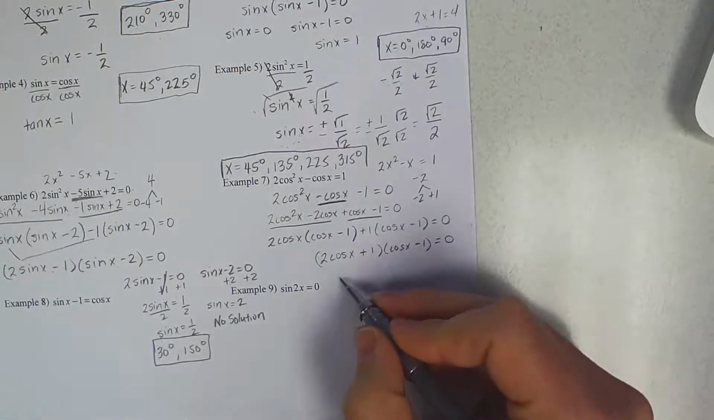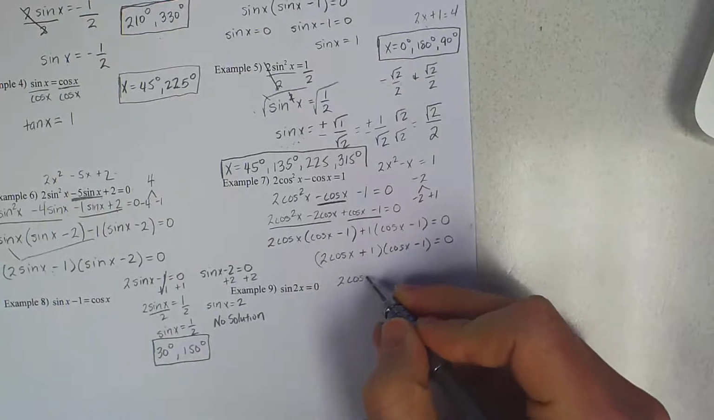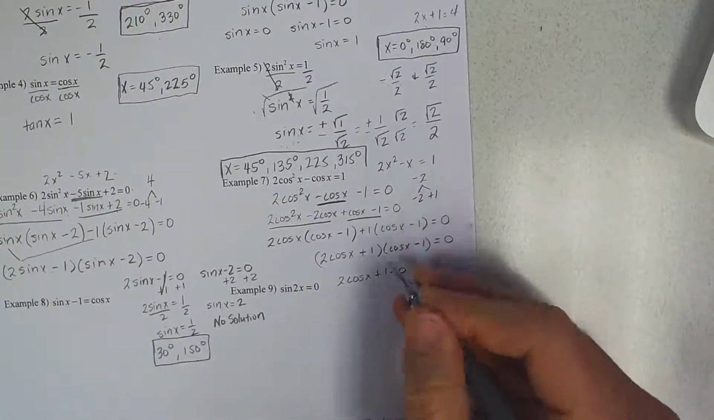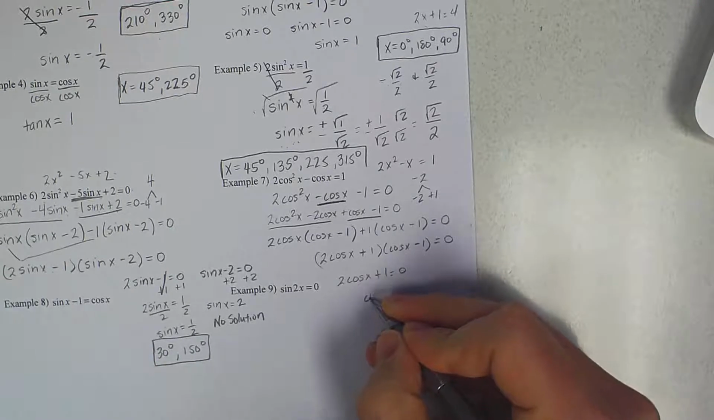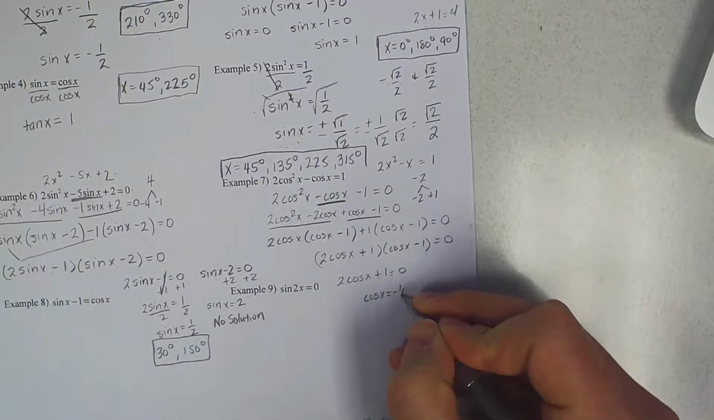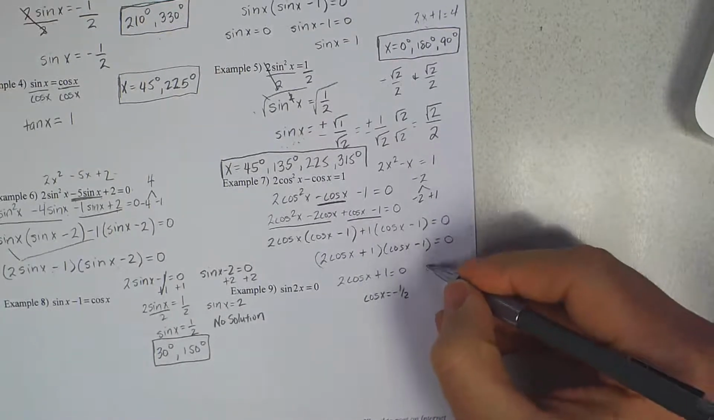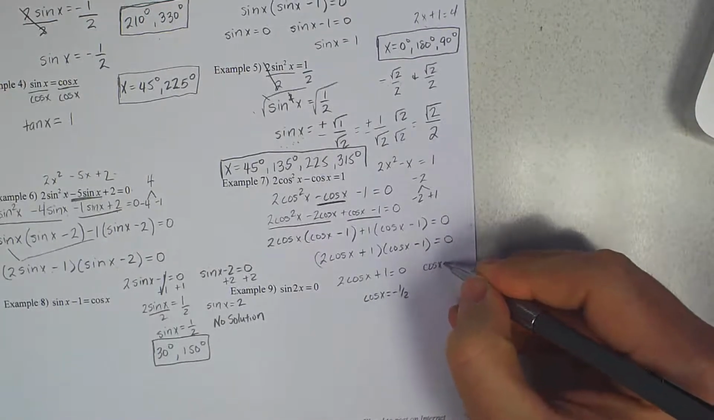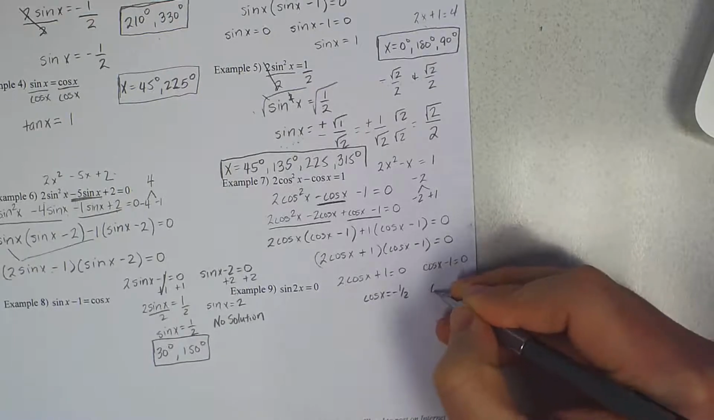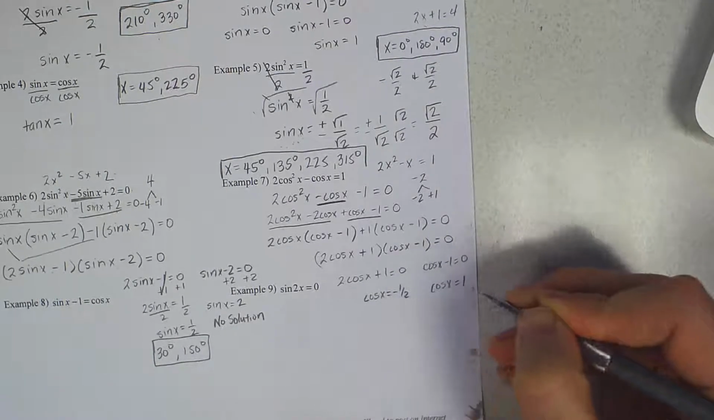I solve for this one, the zero product property, 2 cosine x plus 1 equals 0. That's going to give us cosine x is equal to negative 1/2 once you subtract 1 and divide by 2. Just trying to save my room here. And then over here, cosine x minus 1 is equal to 0. That's going to be cosine x is equal to 1.